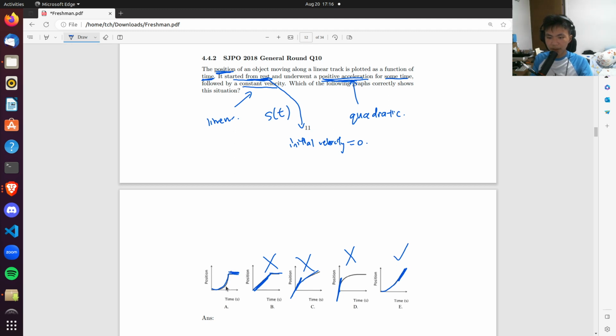So the reason why this doesn't match our description is because over here, after going through acceleration, it will have some constant velocity from the acceleration unless suddenly it decelerated. And this sudden jump would imply that there's some sort of infinite acceleration the moment it finished accelerating. So that's why E is the correct answer.